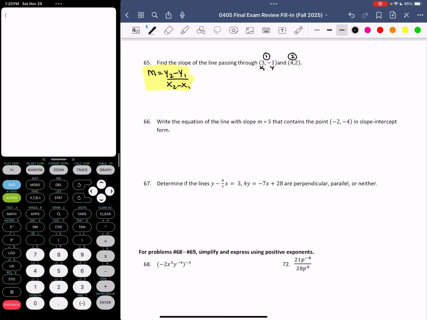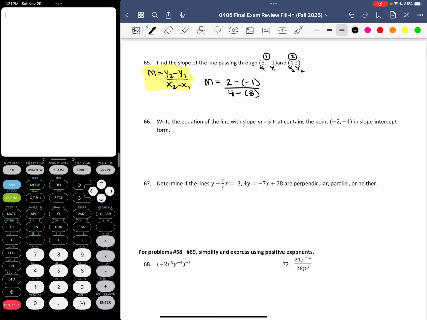And then you want to make sure that your x and y for each of those aligns with the subscript 1 and 1, right? And this is your x and y coordinate, that's 2 and 2, right? So they have to come from the same ordered pair. So in our case, we are going to do y2 as 2, and then y1 is going to be -1. Then we have x2, which is 4, and x1, which is 3.